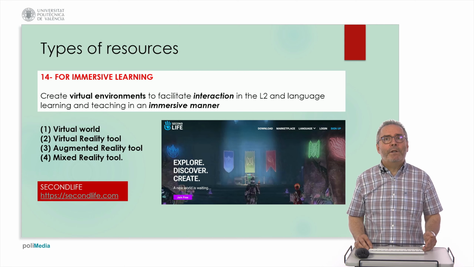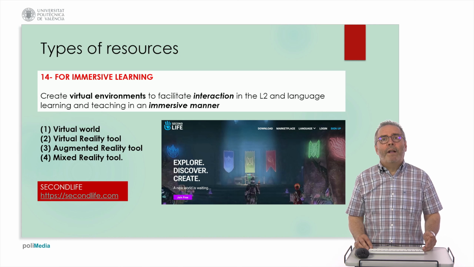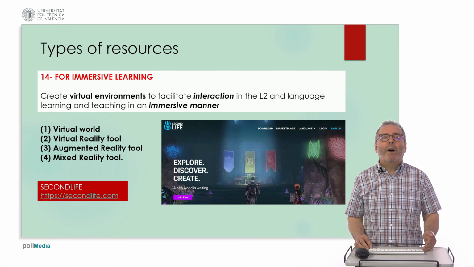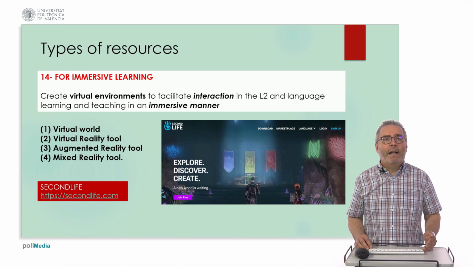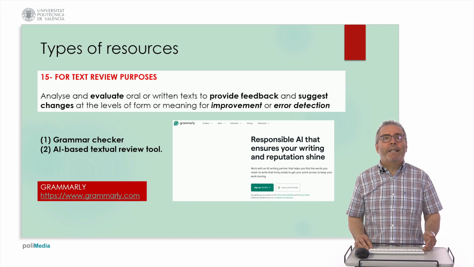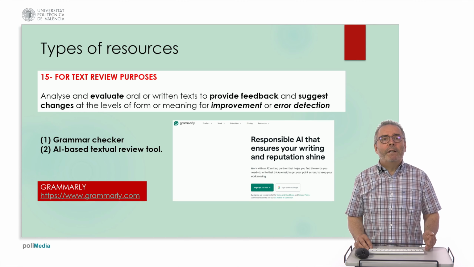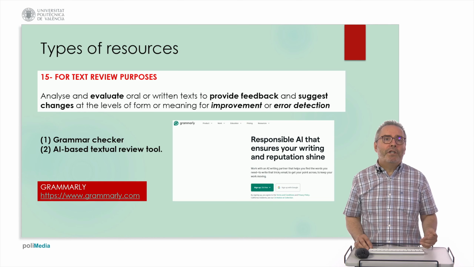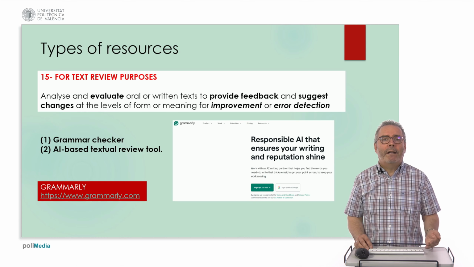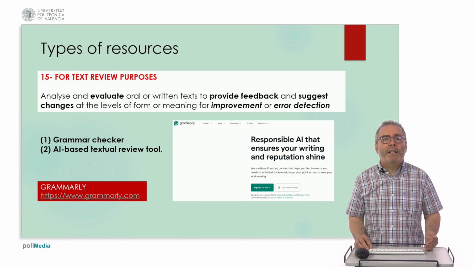The next one is resources for immersive learning. They create virtual or immersive environments based on virtual reality, augmented reality, or mixed reality. For example, Second Life. And the last type would be resources for text review purposes. Here, we want to evaluate written text in order to give feedback, to suggest changes or to improve a certain process, for example, writing. There are grammar checkers such as Grammarly.